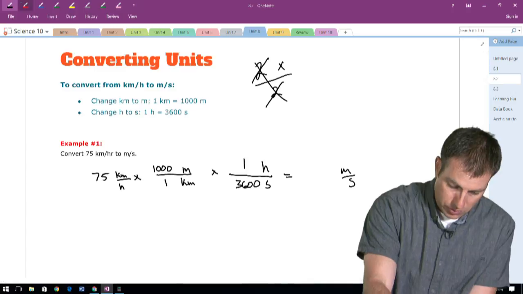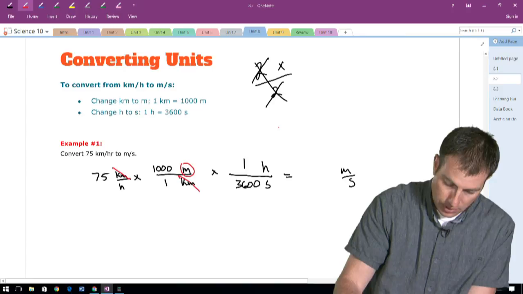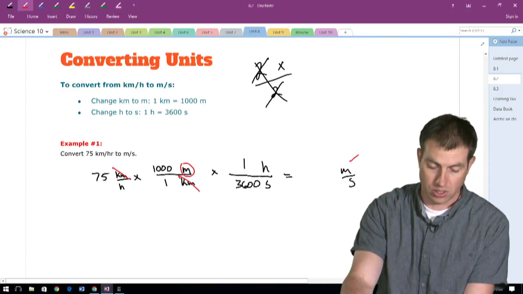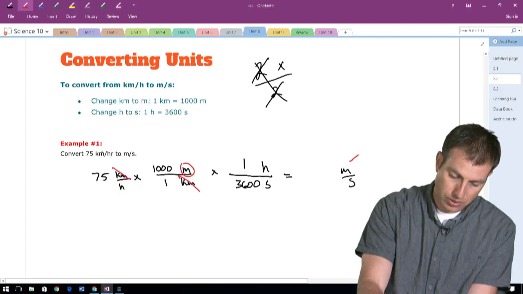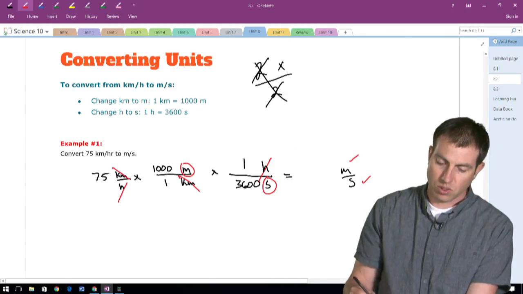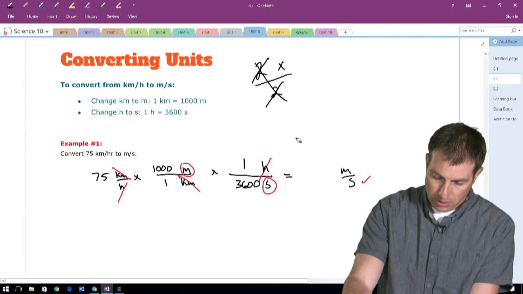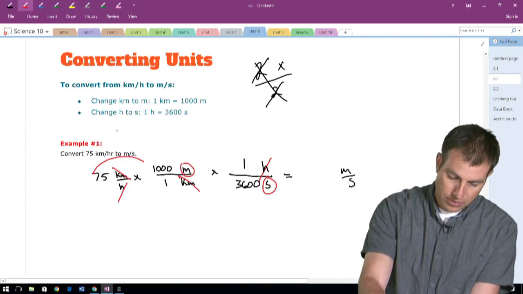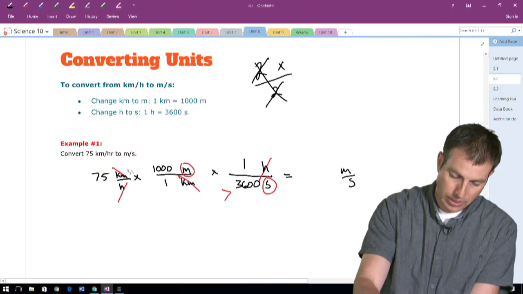All right, let's make sure our units work here. I have kilometers on the top, cancels out with kilometers on the bottom. I'm left with units of meters, and that's what I have over here. So that looks good. I have hours on the bottom, and then in my next term, I have hours on the top. They're going to cancel out. I'm going to be left with seconds. So my units of meters per second worked out. Now I just need to do the math. So I'm going to go 75 times 1,000 times 1. And then I'm going to divide it by 1 and then divide it by 3,600. And I should get the right answer.